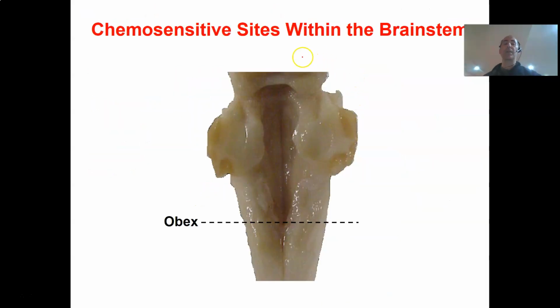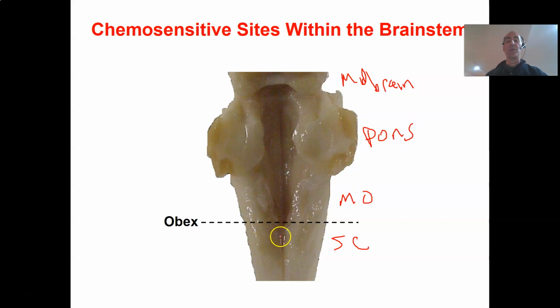This is an example of a medulla. Here is the spinal cord. Here you have the medulla oblongata. This is the pons, and this is the midbrain. So this is the brainstem. Obex is the point where the central canal of the spinal cord and the fourth ventricle meet. These are nuclei within the brainstem that you should know that are chemosensitive.